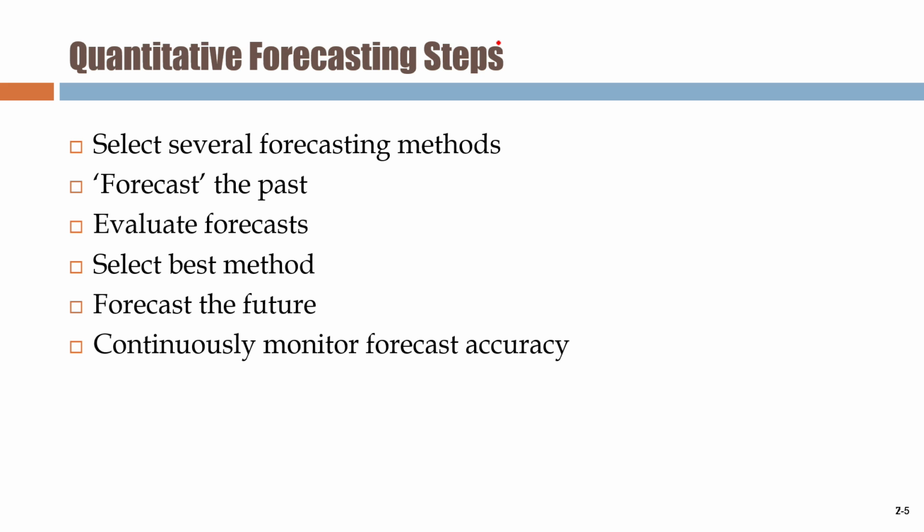The quantitative forecasting steps begin by selecting several forecasting methods and then forecasting the past. Why do we do the past? Because there is an answer. I know what happened last year or last month, so if you forecast last month using only the data available at that time, you can tell how accurate your forecast was. If you actually forecast the future, you don't know how accurate it will be. That's why we forecast the past, just to evaluate our forecast.